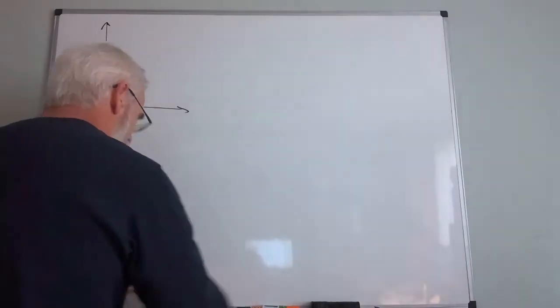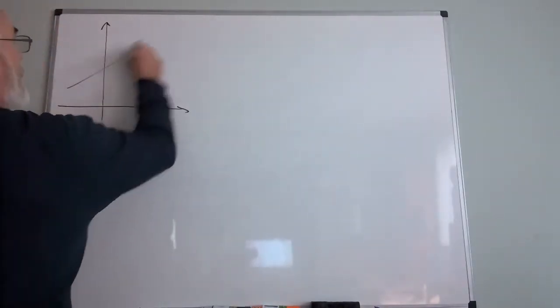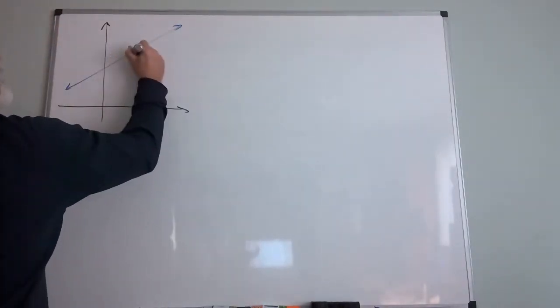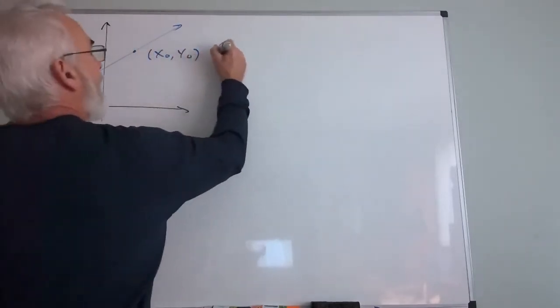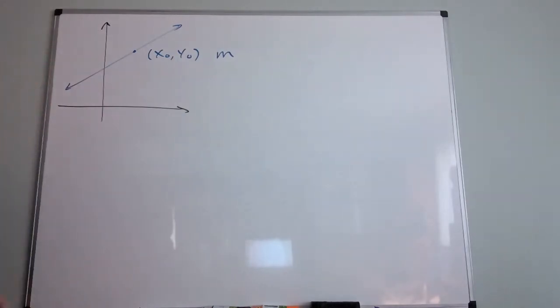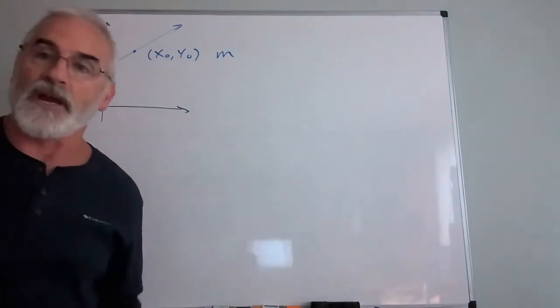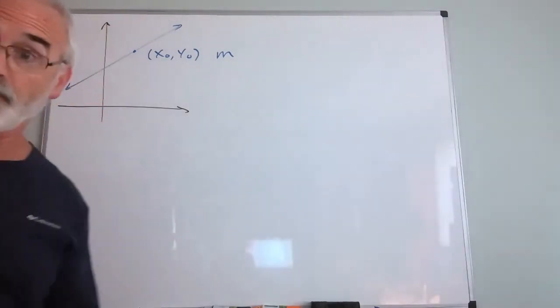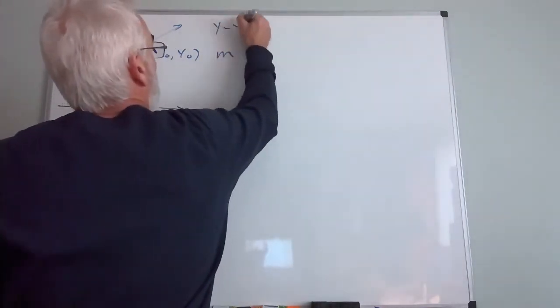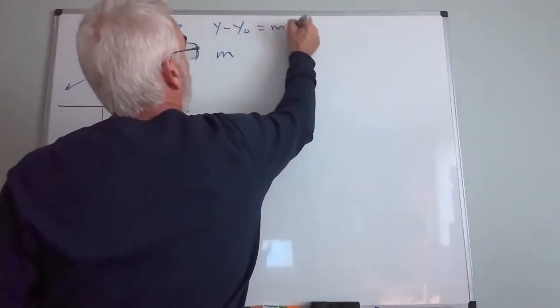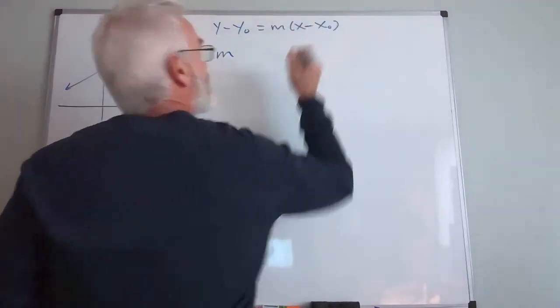Let's suppose I give you a point, we'll call it x naught, y naught, and a slope, we'll call it m. So we know that in the xy plane, if I give you a point and I give you a slope, then you can easily come up with the equation of the line using the point slope formula. There's nothing new there. And we know that it's y minus y coordinate equals slope times x minus x coordinate.